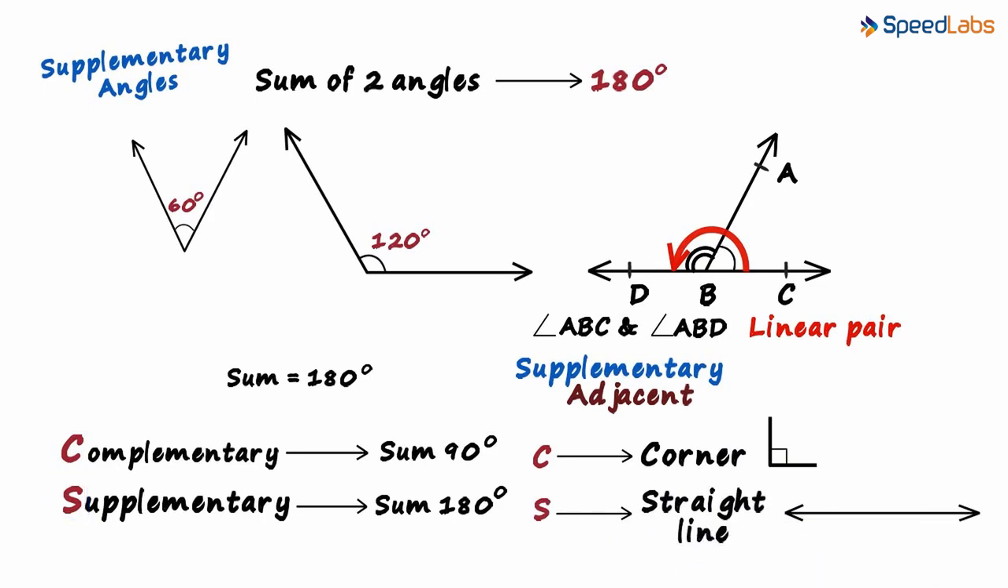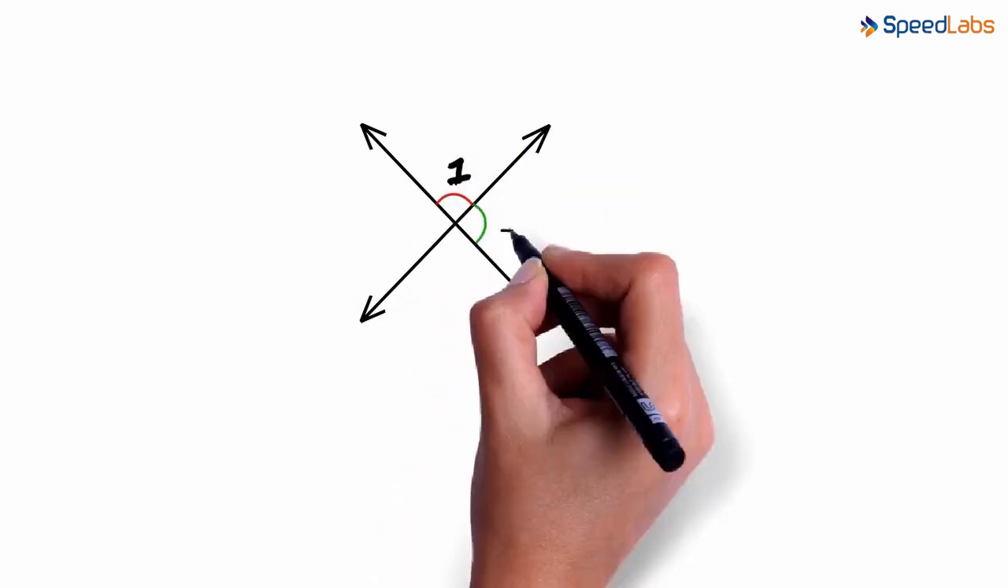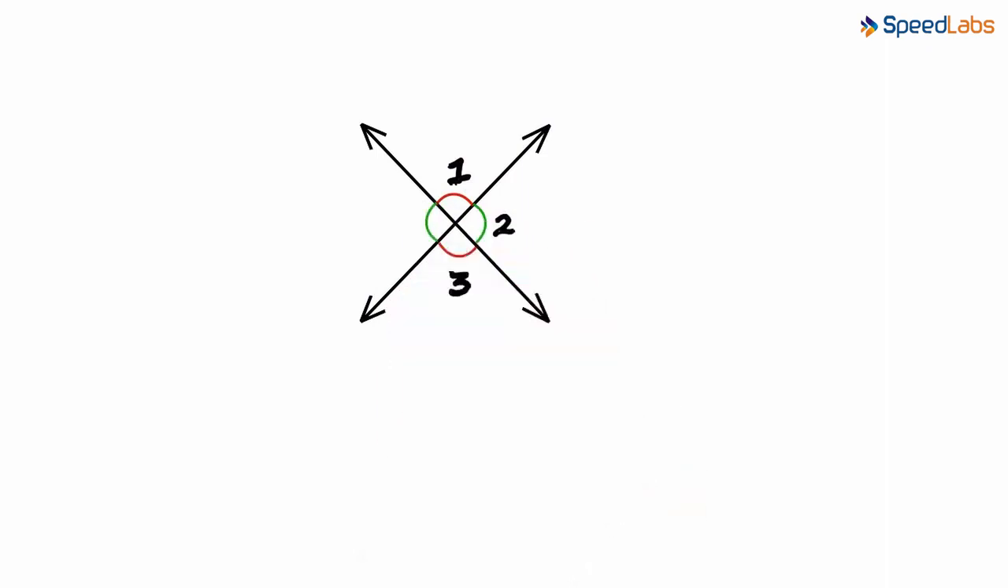Now we look at the last special pair of angles. To understand it, we just need to draw two lines which meet each other like this. There are four angles formed in the process. Angle 1, angle 2, angle 3 and angle 4. You can see that the pair of red angles are opposite each other. And the pair of green angles are also opposite each other.